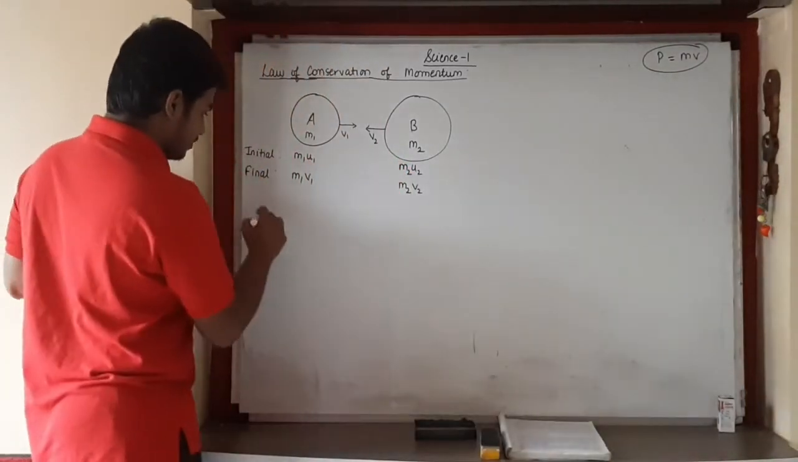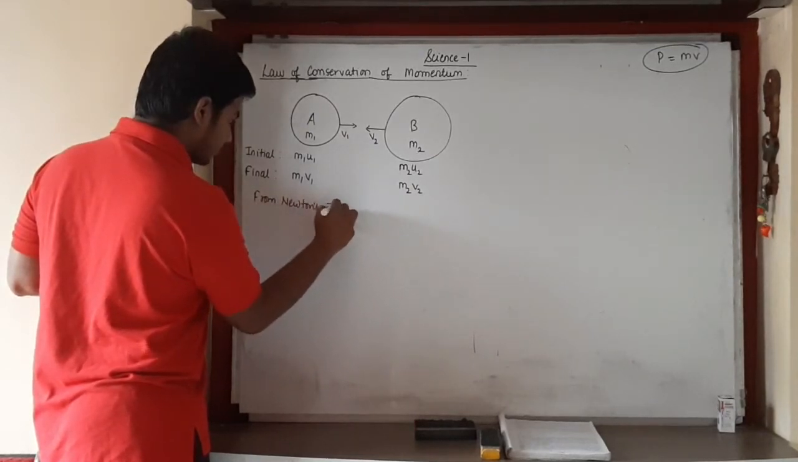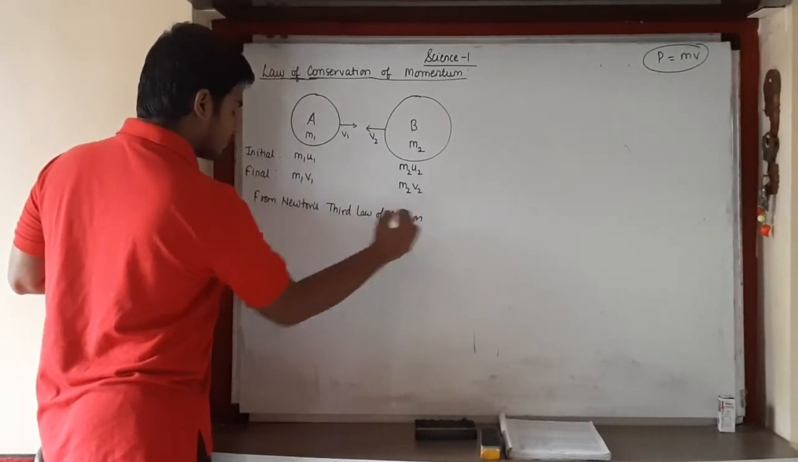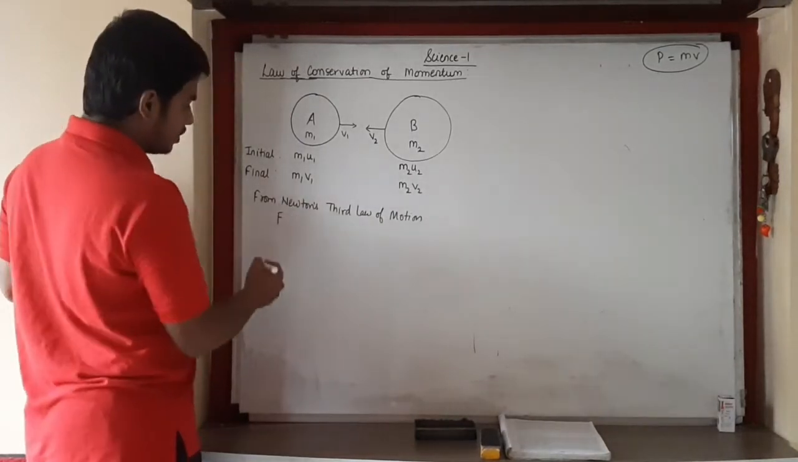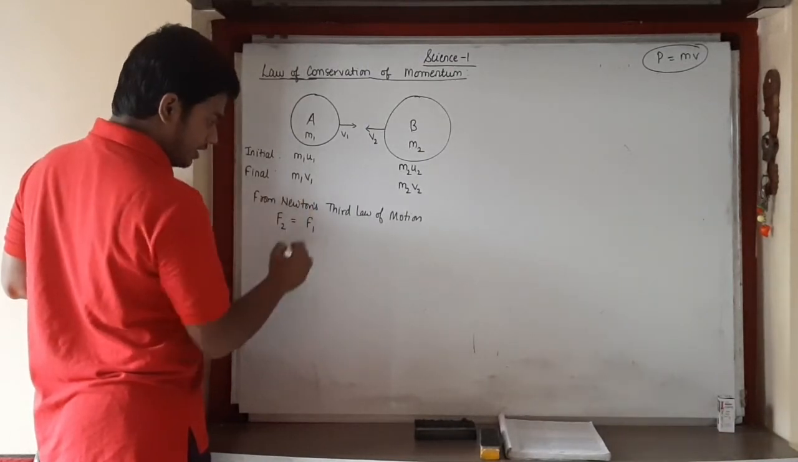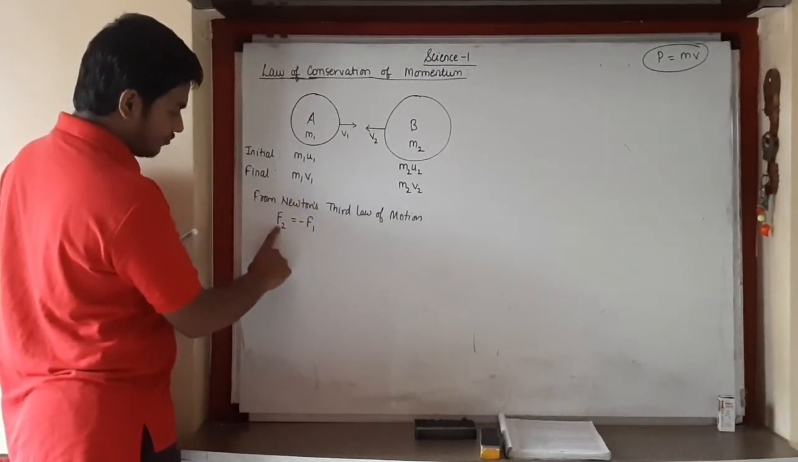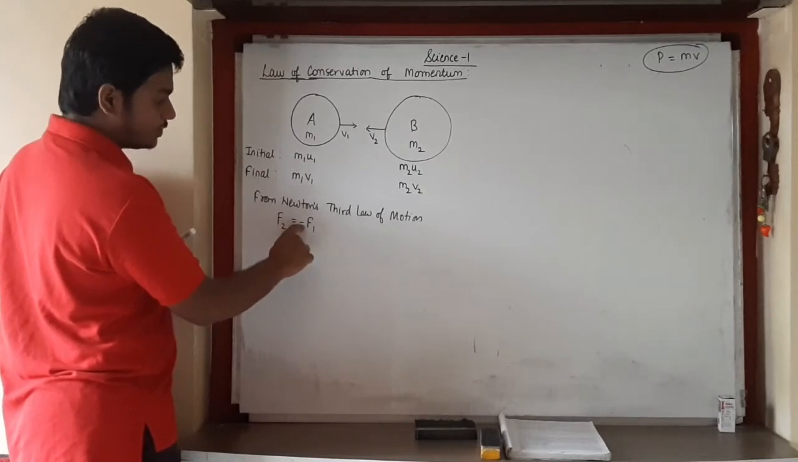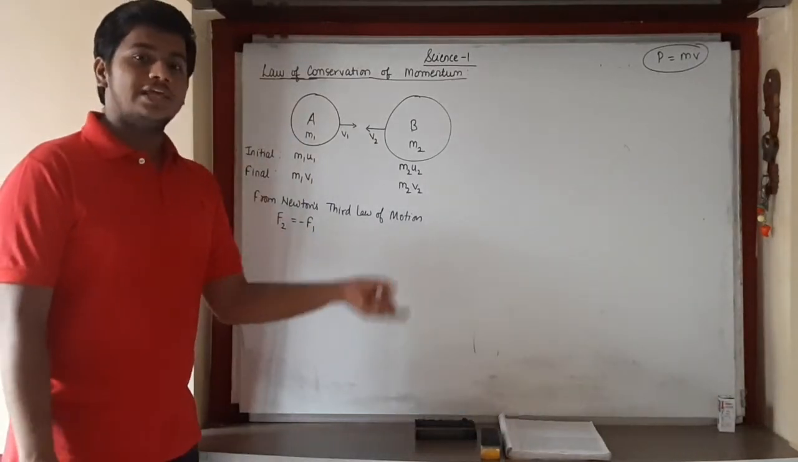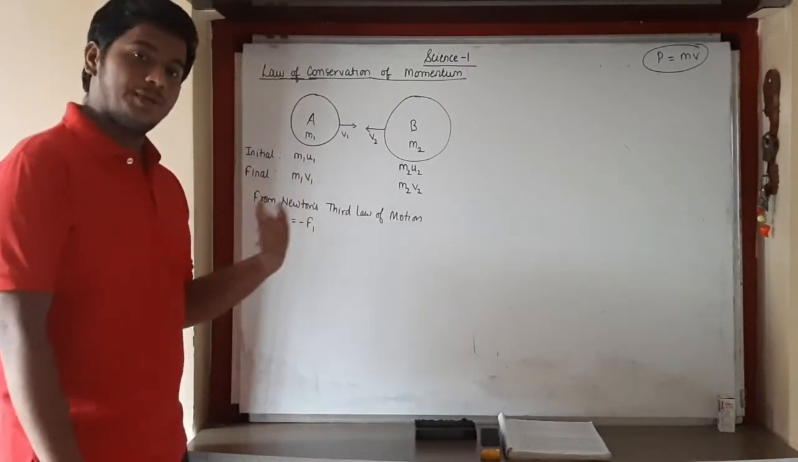So what we can say is, from Newton's third law of motion, every action force, let us denote the action force by F2, has an equal, that is F1, but opposite in direction, because of which we are putting a negative sign. So every action force has an equal and opposite reaction force which act simultaneously. So F1 and F2 are equal, but they are opposite in sign. If F2 is positive, F1 is negative, and if F2 is negative, F1 should be positive.